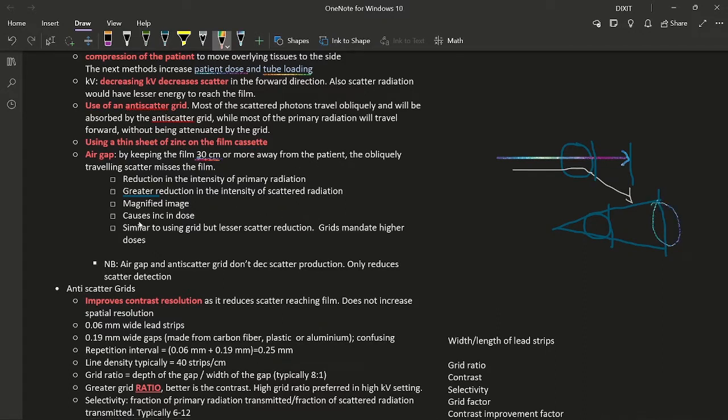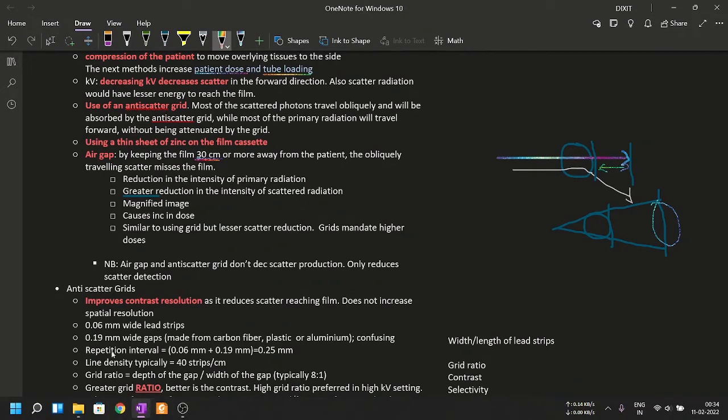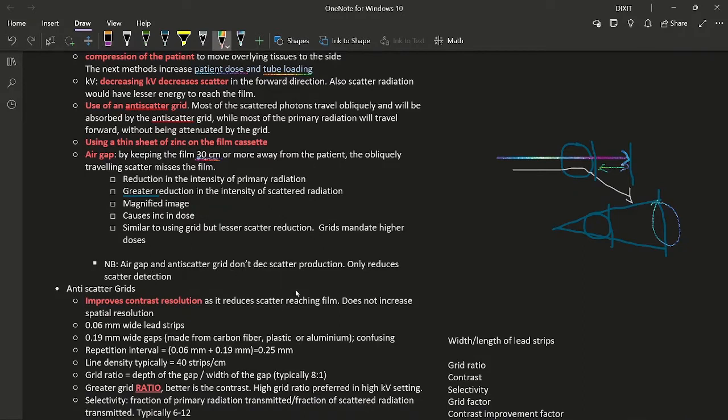Now air gap technique does cause an increase in dose. This is because of the increased distance, more distance that the rays have to travel. Now air gap technique is very similar to using a grid, but it is not as effective as a grid. But the problem with grids is they require a much higher dose increase to maintain the same exposure. Now an important point is that both air gap and anti-scatter grid don't decrease the scatter production.